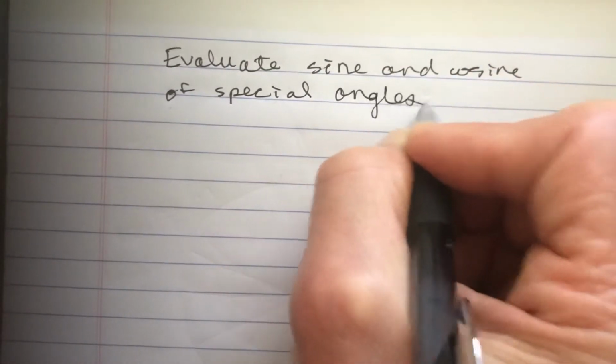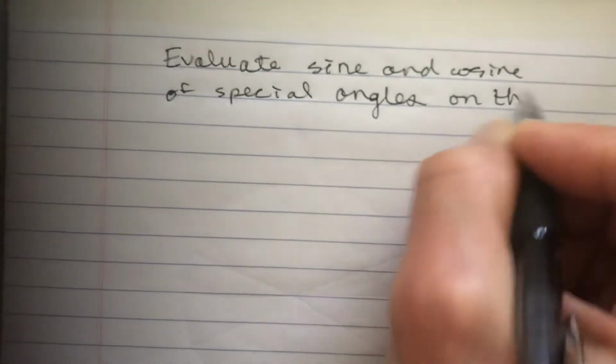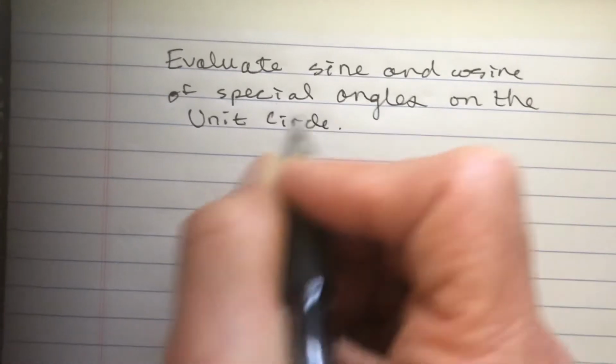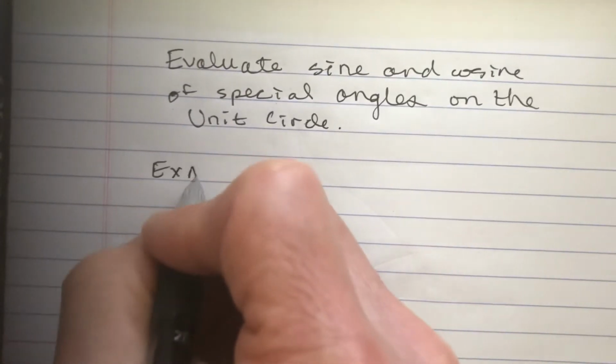Here we're going to evaluate sine and cosine of special angles on the unit circle. So we'll just start off with an example here.